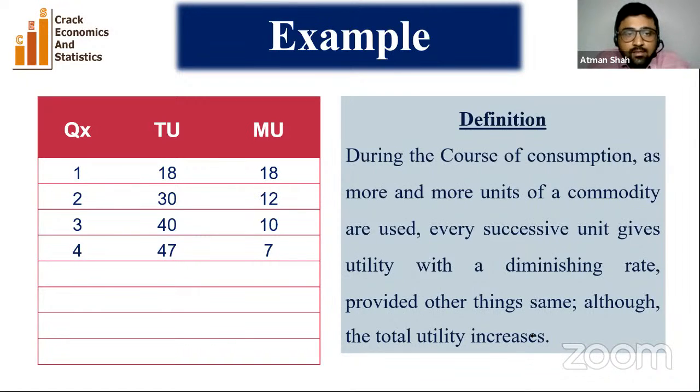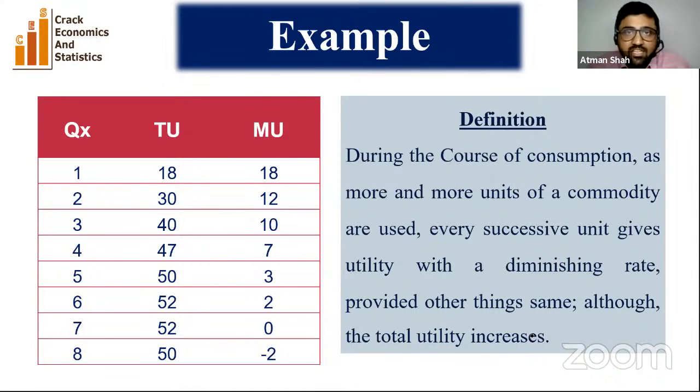Fourth unit, total utility increases to 47 and therefore marginal utility is 7. Fifth unit, total utility is 50, marginal utility is 3. Sixth unit, total utility is 52, marginal utility is 2. Seventh unit, 52, marginal utility is 0. And eighth unit, total utility is 50, marginal utility is minus 2.